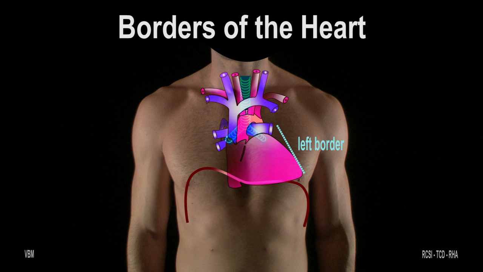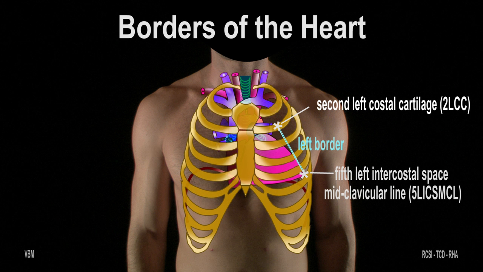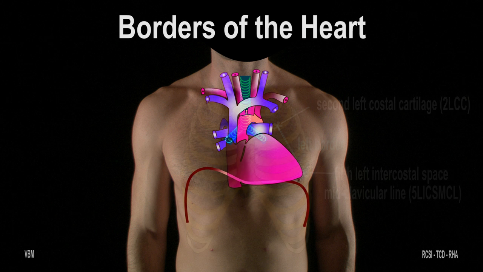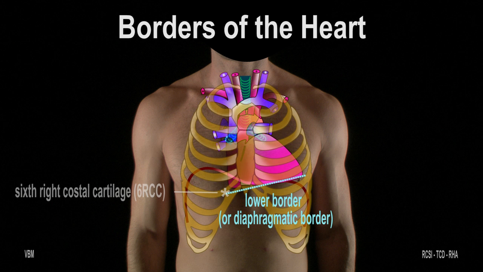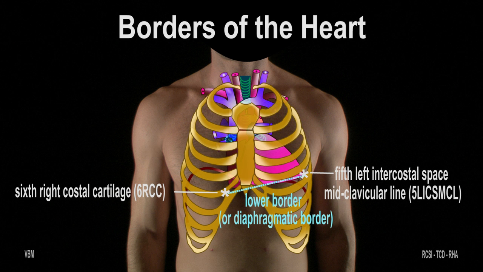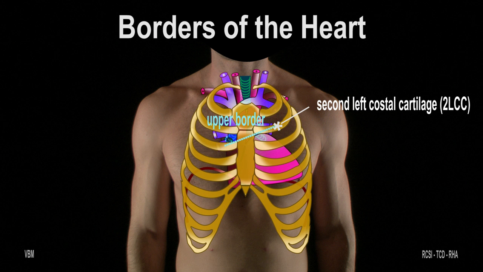The left border of the heart extends from the 2nd left costal cartilage to the 5th left intercostal space in the mid-clavicular line. The lower border of the heart is located from the 6th right costal cartilage to the 5th left intercostal space mid-clavicular line. The upper border of the heart extends from the 2nd left costal cartilage to the 3rd right costal cartilage.